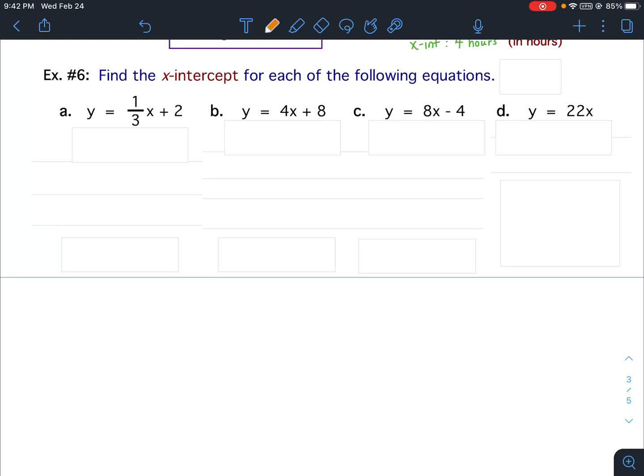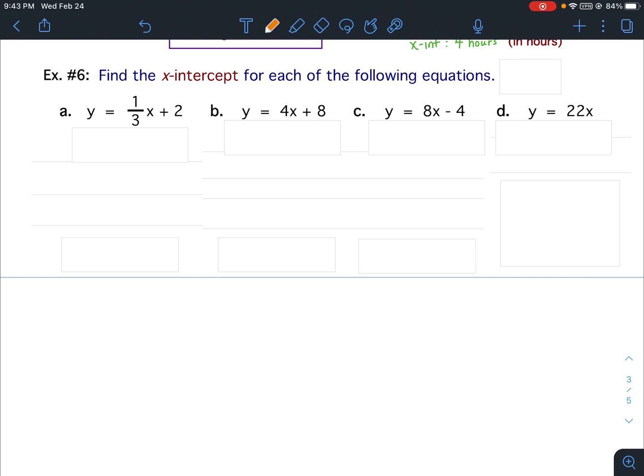Comparing functions, notes. Example number 6. Find the x-intercept for each of the following equations. Well, let's look at all of these equations. What do they all have in common? They are all solved for y, which means all of the equations are in slope-intercept form.